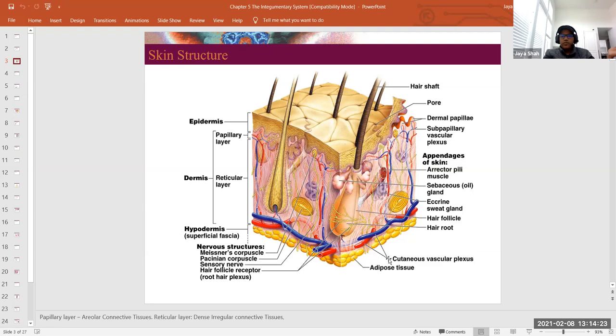Then in the hypodermis, you can see there is the cutaneous vascular plexus and adipose tissue. Later, you're going to see in the epidermis, there are several layers of cells. And we have divided all those layers of cells into six tiny layers. And that I have gone through in the lab too, okay?